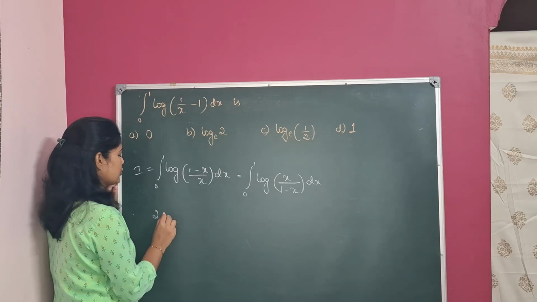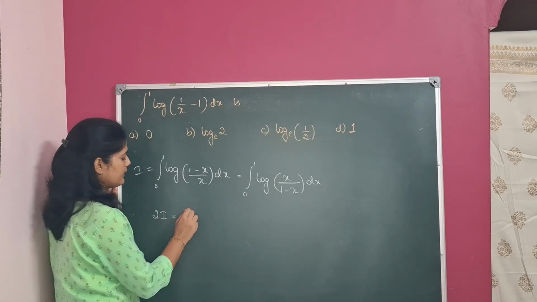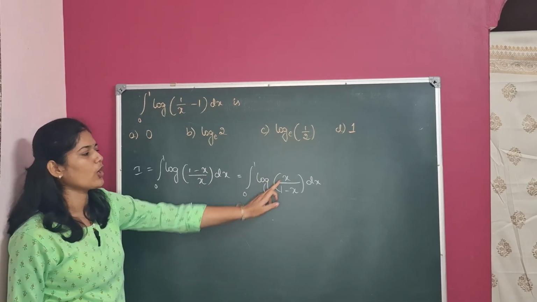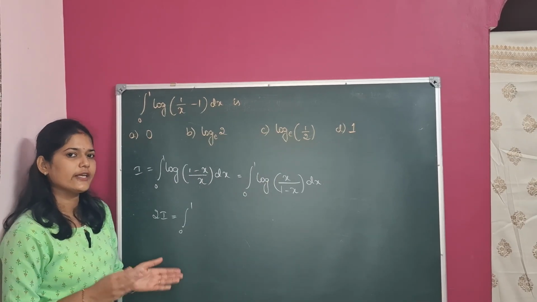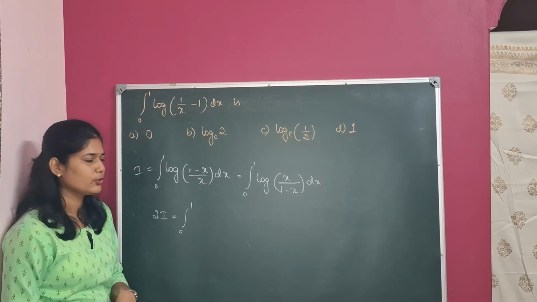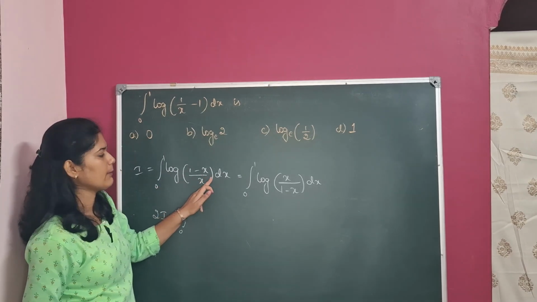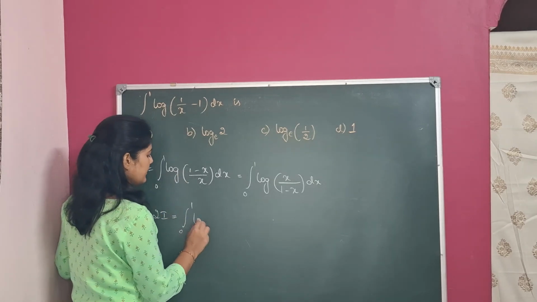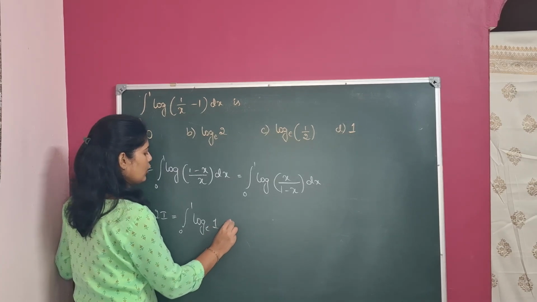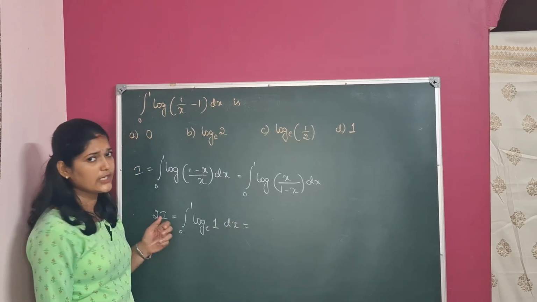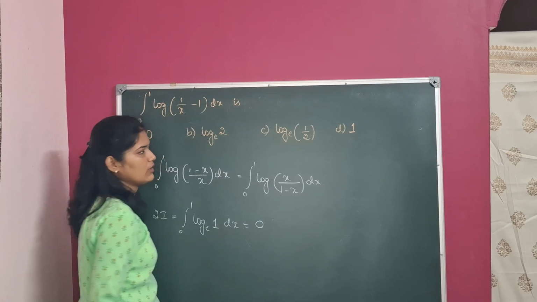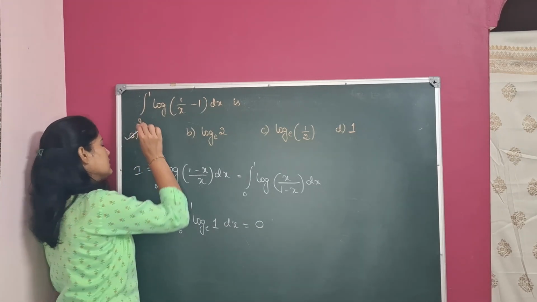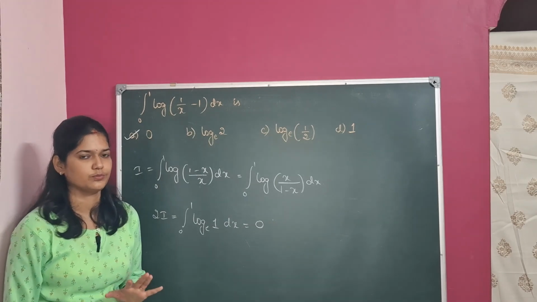If we add these two integrals, 2I will be equal to the integral from 0 to 1 of log of (1 minus x) by x plus log of x by (1 minus x). Log a plus log b is nothing but log of a into b. Therefore it will become log of (1 minus x) by x into x by (1 minus x). Terms will get cancelled. We are just left with log 1. We know that the value of log 1 is 0. So the integral from 0 to 1 of 0 is nothing but 0. Therefore, the answer is option A, 0.